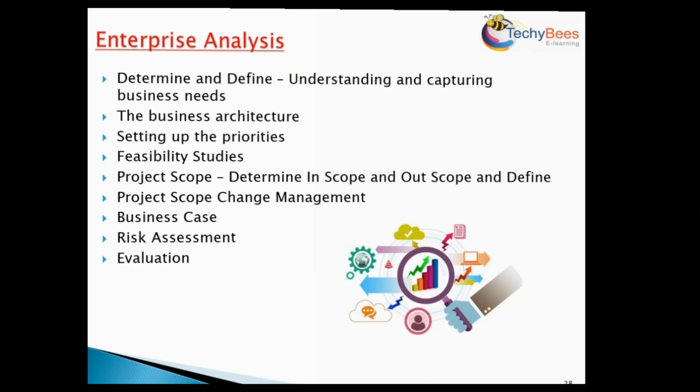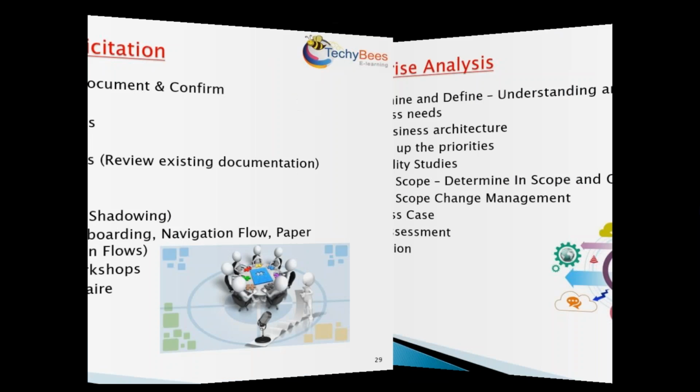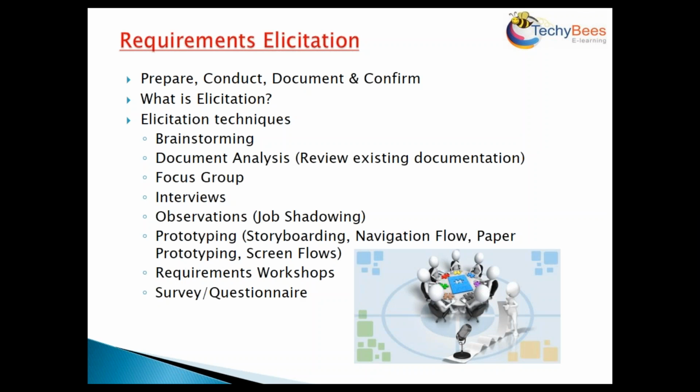To continue, so we have seen what this is. Next we move on to requirements elicitation. So what are the different techniques involved in requirement elicitation? Brainstorming technique, document analysis to review the existing documentation, focus groups, interviews, observations. Observations mean job shadowing. Prototyping could be storyboard prototyping, whiteboard prototyping, or paper prototyping. Requirements workshops, survey or questionnaire.